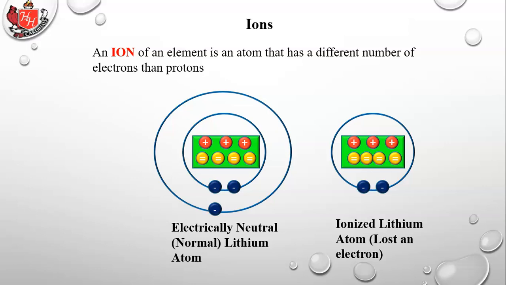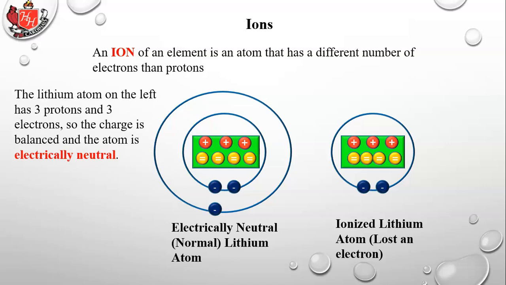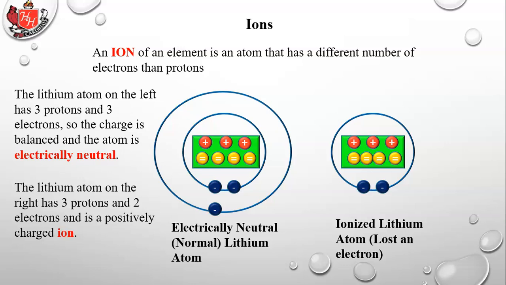Now, if you look over on the right, you see an ionized lithium atom. It's lost an electron. Why that happens is something we're going to talk about in the next few lessons. But now it only has 2 electrons, but it has 3 protons. That would mean this lithium ion has a positive charge to it because it has more plus charges than negative charges. Okay, so that's an ion. It has a different number of protons than electrons. The lithium atom on the left has 3 protons and 3 electrons, so the charge is balanced and the atom is said to be electrically neutral. The lithium atom on the right has 3 protons and 2 electrons and is a positively charged ion.